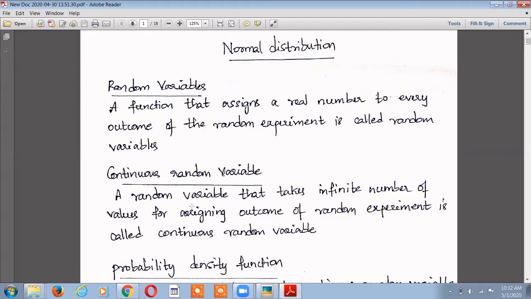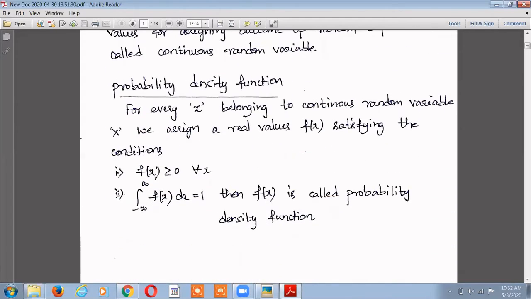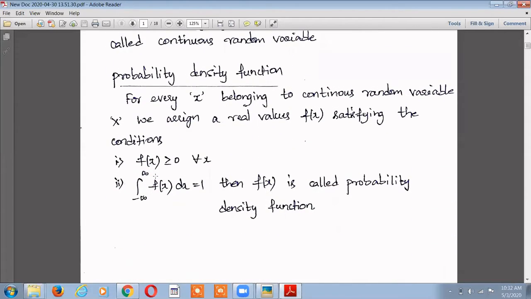The definition says: a random variable that takes infinite number of values for assigning outcomes of a random experiment. So we know the definition of a random variable is a function that assigns a real number. If this function takes infinite number of values in order to assign the outcomes of the experiment, then we call this particular random variable a continuous random variable. Moving to the next definition, the probability density function.